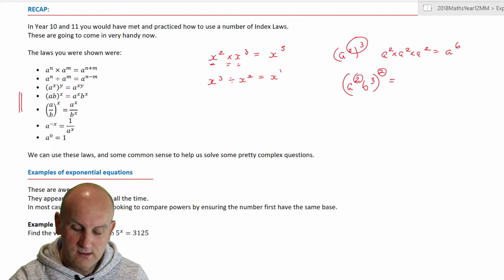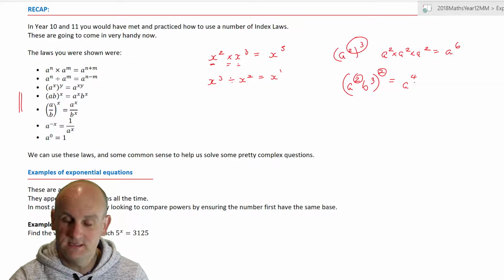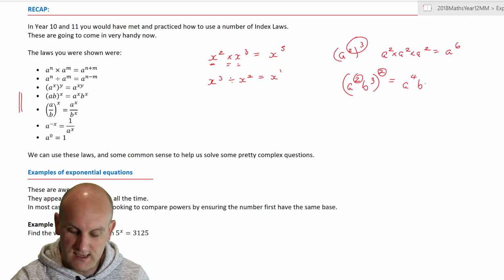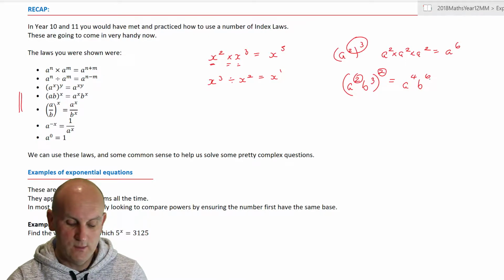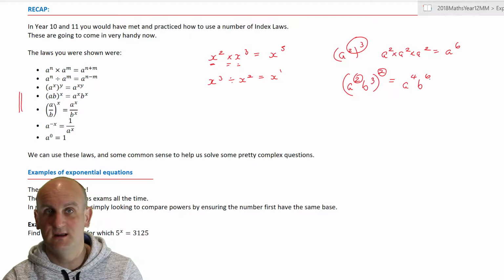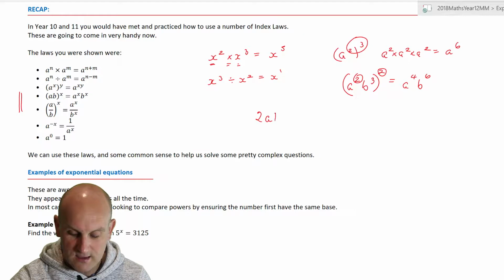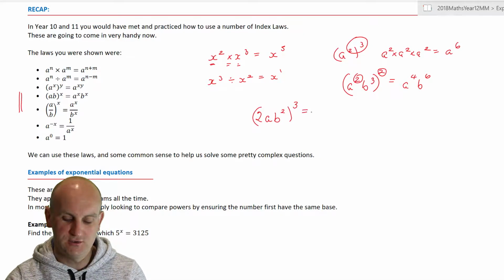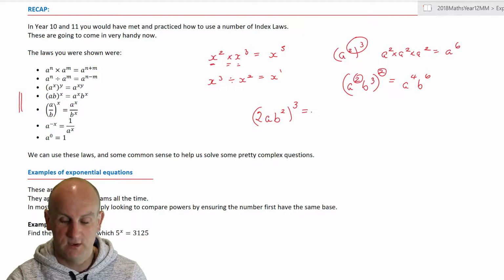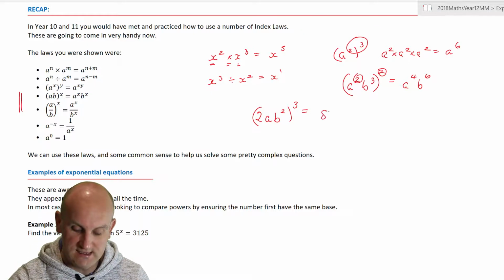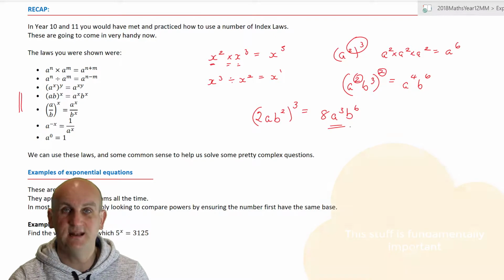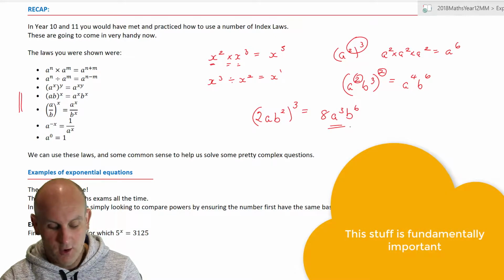So a to the power of 4 because it's 2 times 2, and that would become b to the power of 6. And we need to make sure that even when we have numbers inside there, they get raised to the power as well. So if I had 2ab squared, for example, to the power of 3, we'd have to make sure that we raise the 2 to the power of 3 as well. So 2 times 2 times 2 would give me 8, and that would be a to the power of 3 and b to the power of 6. That type of question is one that trips people up all the time.